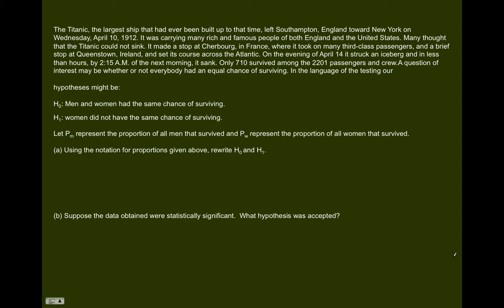On the evening of April 14th, it struck an iceberg, and in less than 10 hours, it sank. Anyway, it's not important for the problem. Only 710 survived among the 2,201 passengers and crew.